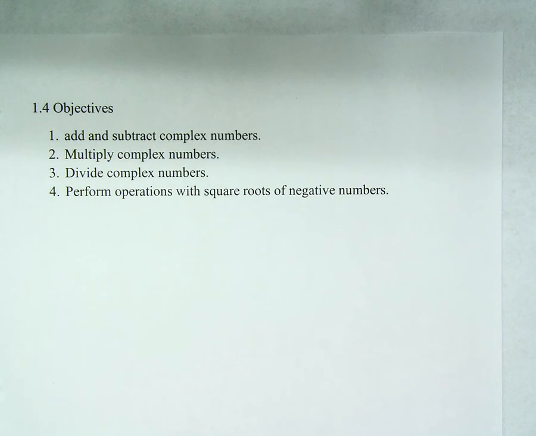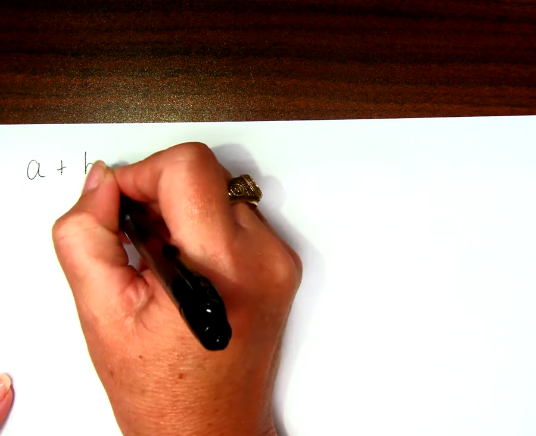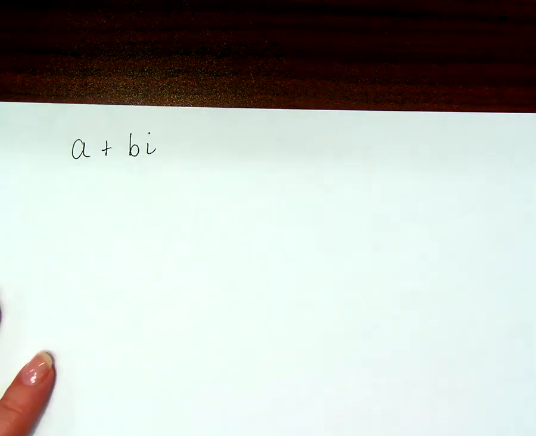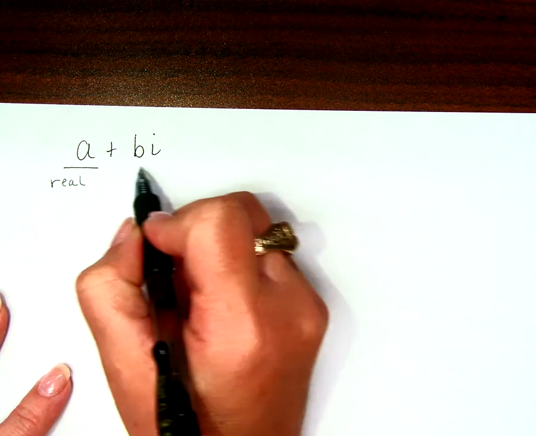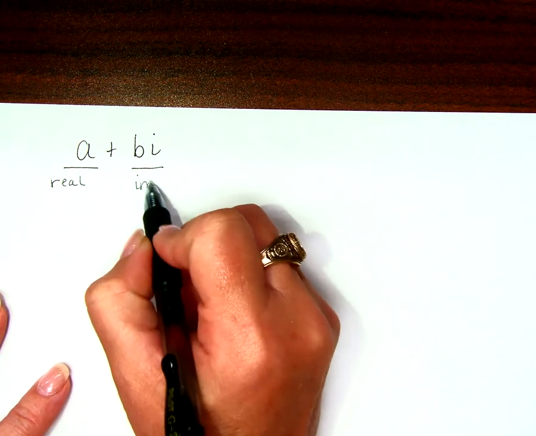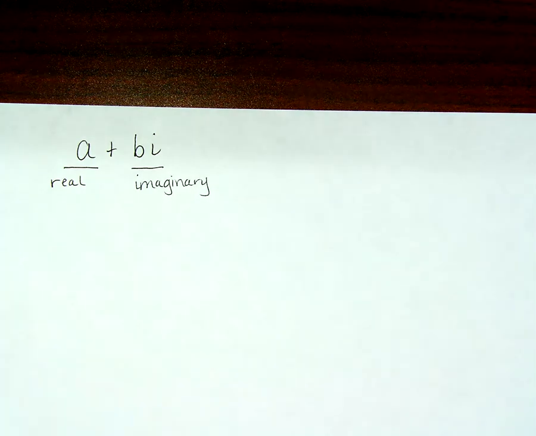Anybody remember what complex numbers are? It's with the i, right? Do you remember that part? Okay. So a complex number looks like this: a plus bi. The a is the real part, and the bi is the imaginary part.